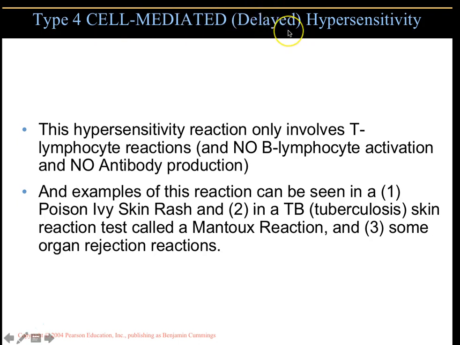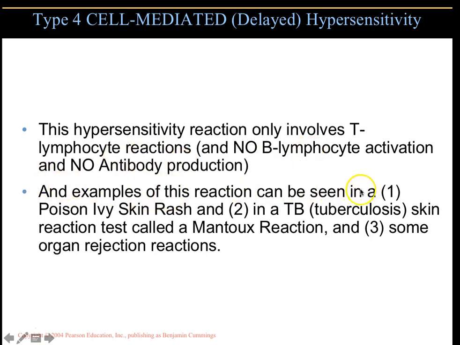Delayed because when you are exposed to something that is going to cause a type 4 hypersensitivity reaction, it won't be immediate like a peanut. It will be 2 or 3 days down the line that you get the reaction. And you won't feel sick, or you won't have the rash, or you won't have the organ rejection until days later. So let me go into this a little bit. This hypersensitivity reaction only involves T lymphocytes, no B cells, no antibody.